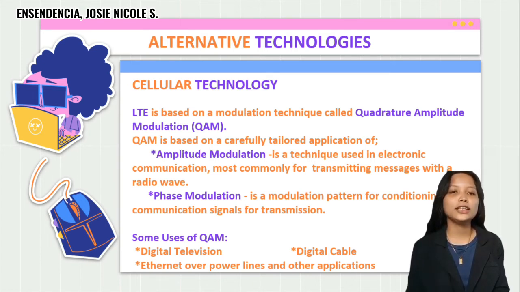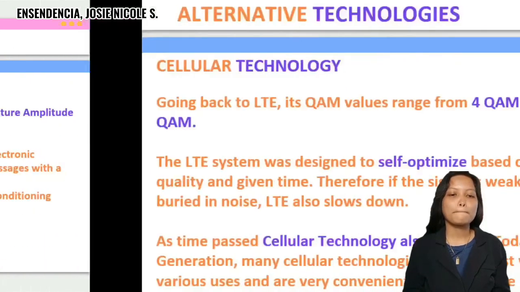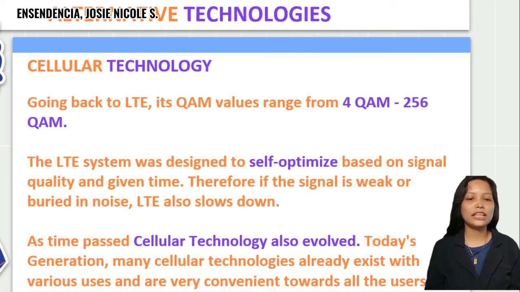LTE or 4G LTE specifies 300 MB per second of downlink data rates and 75 MB per second in uplink data rates, which means that it could reach long ranges depending on the signal. QAM is also used for digital televisions, digital cable, Ethernet over power lines, and other applications. Going back to LTE, its QAM values range from 4 QAM to 256 QAM.